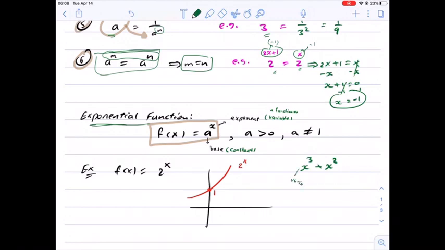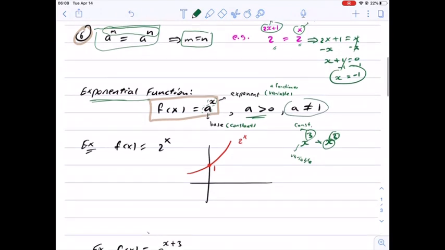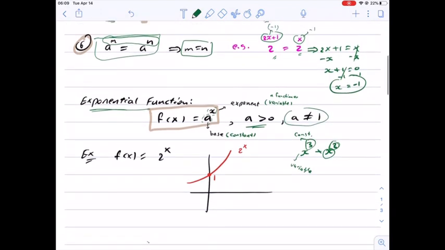Now the base is the variable and the power is constant for polynomials. As you can see here, the base is variable and the power is constant. But for an exponential function, the base is constant and the power is the variable, or a function of x. And the restrictions here are that a should be greater than 0 and a is not equal to 1.